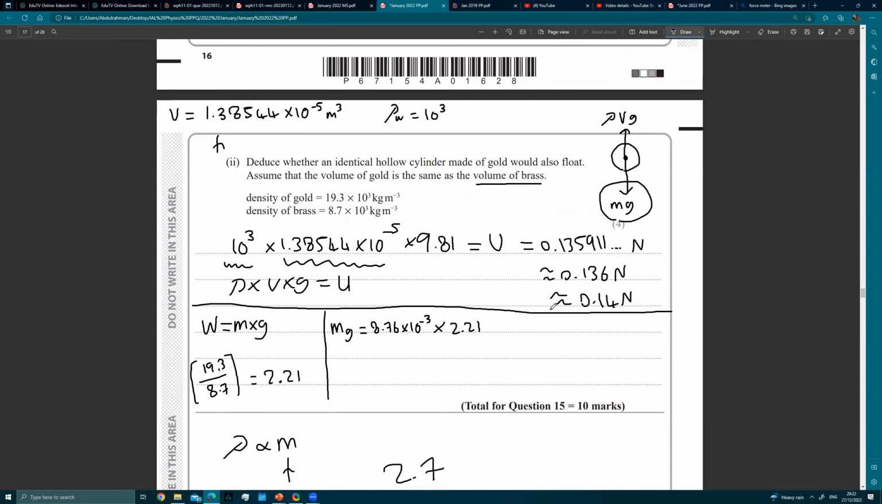Okay, so now we know the mass, we could work out the weight. We just do weight is mg, times 9.81. So you just times whatever you got on top by 9.81. And then apparently you would have got 0.19 newtons. So clearly the weight is larger. So we're going to say the weight is larger than the upthrust. Therefore, it sinks. Does that make sense?